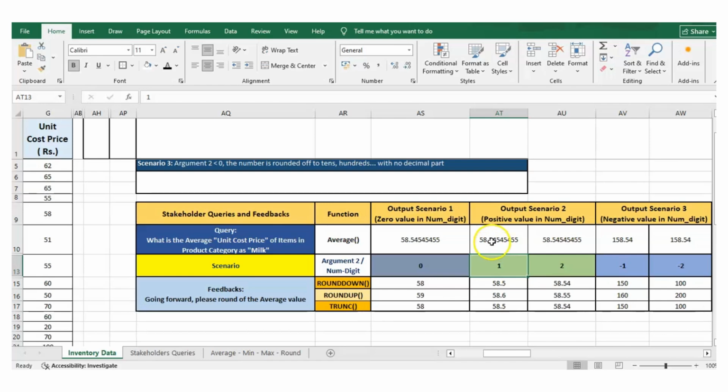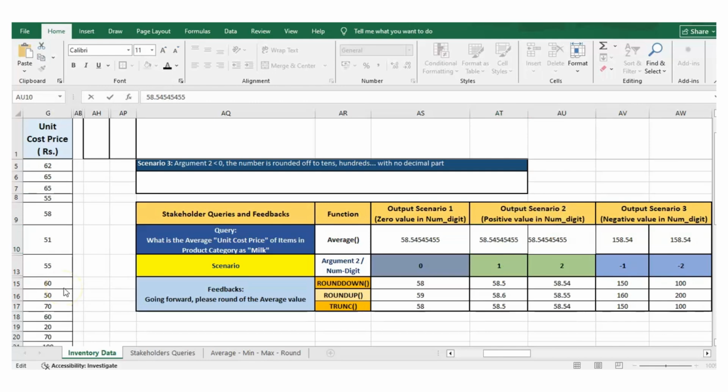So let us go through this value. We are looking at rounding off to one decimal position. Irrespective of what value you have in the remaining decimal part, round down will always give the output as 58.5 and round up will always give the output as 58.6, on similar lines of scenario 1.